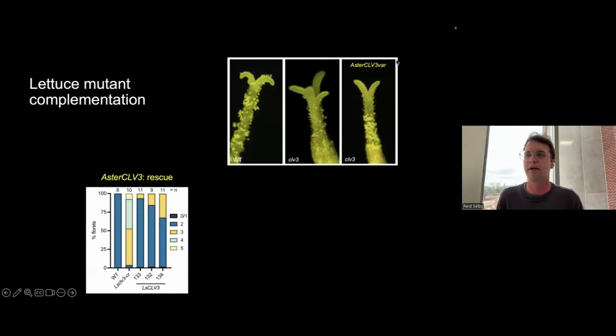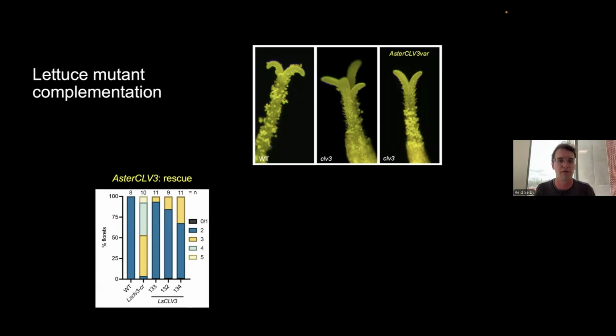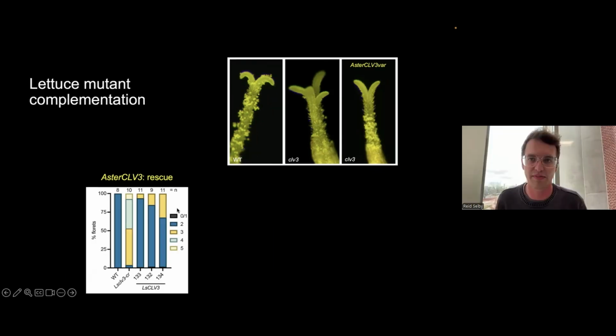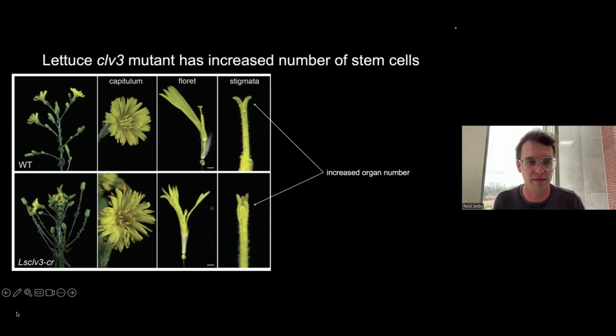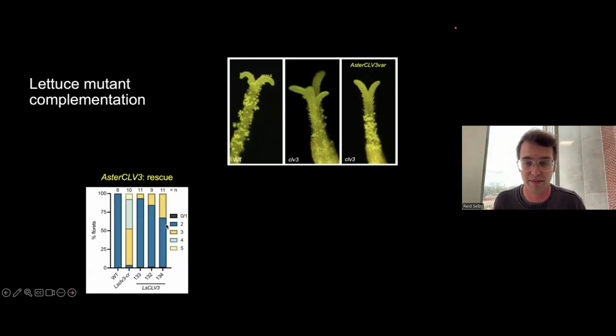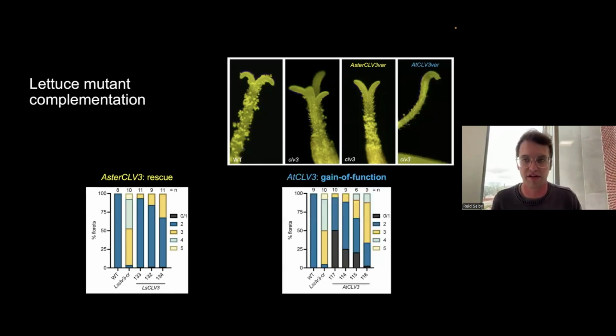Okay, so to further validate our mutant phenotype, we went ahead and rescued it as well. So we took our clavata 3 mutants and transformed them with the Asteraceae ortholog of clavata 3. And we found that if we expressed the lettuce copy of clavata 3 under the lettuce clavata 3 promoter, sorry, my computer has a mind of its own today, we're able to return this number of stigmata from 3 to 5 back to generally 2, and for the most part rescue the phenotype.